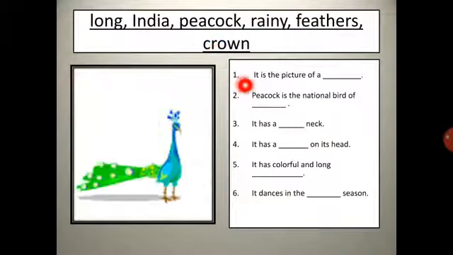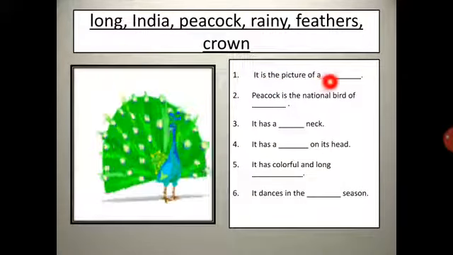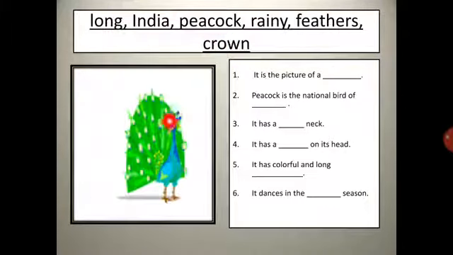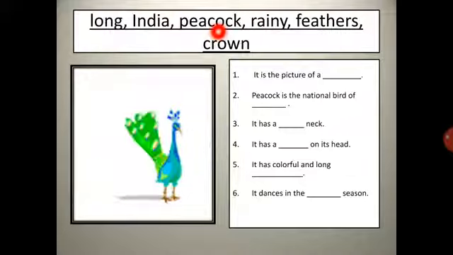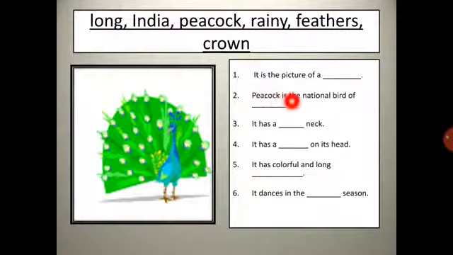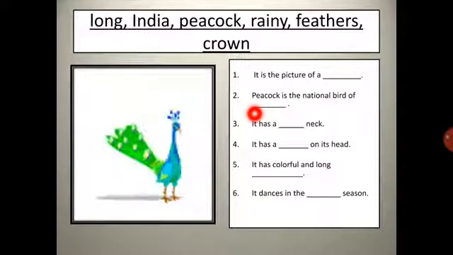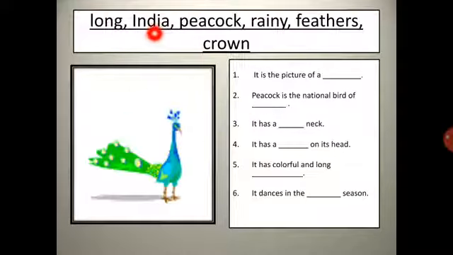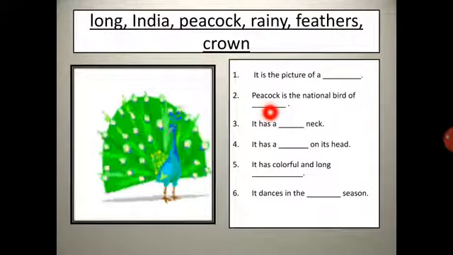Now the question number 1. It is the picture of a dash. So which option is correct? Yes, this is a picture of a beautiful peacock. So peacock you will write here. Second, peacock is the national bird of dash. So children, peacock is the national bird of which country? Yes, peacock is the national bird of India. So India you will write here.